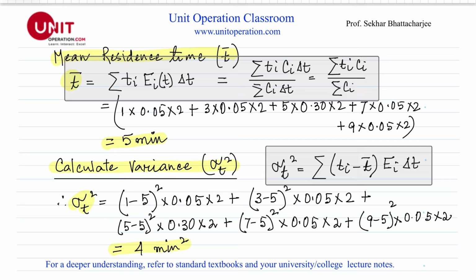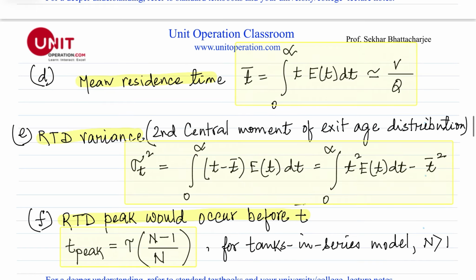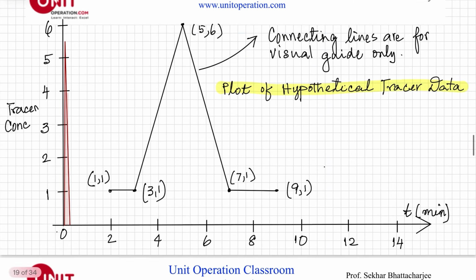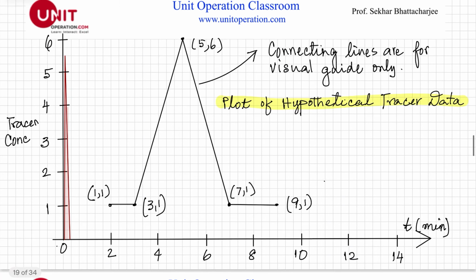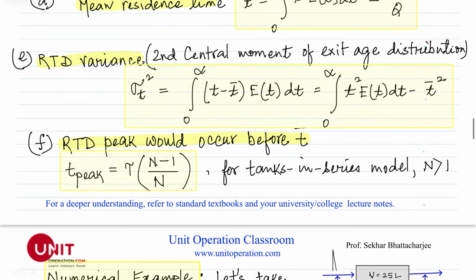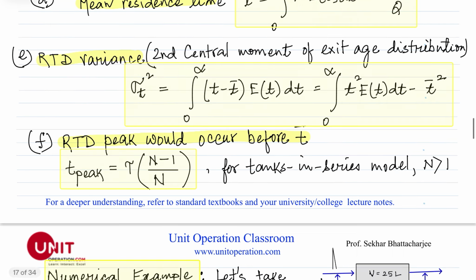To calculate the mean residence time, we know that the mean residence time is given by this equation right here, which we have given right here. This is the equation for the mean residence time. And what we can see here, this is ti in delta t basically. This is the integration of t times E(t), and this is delta t. This is what we have right here.